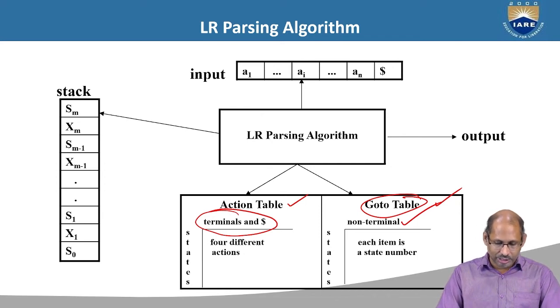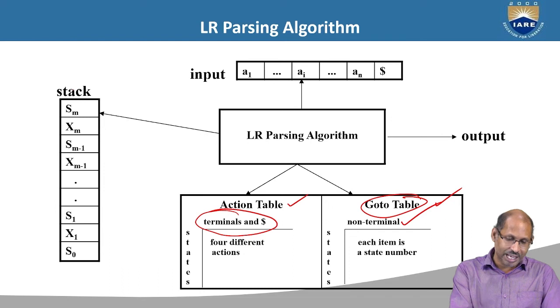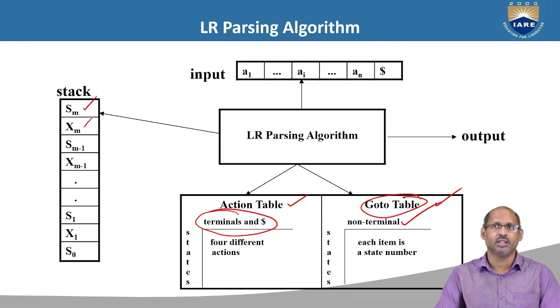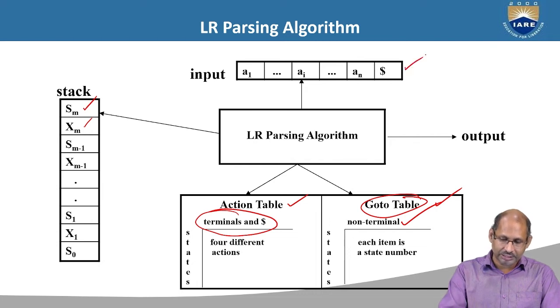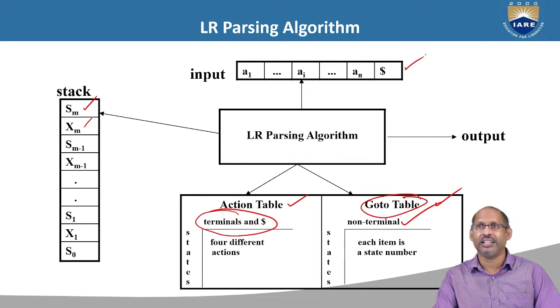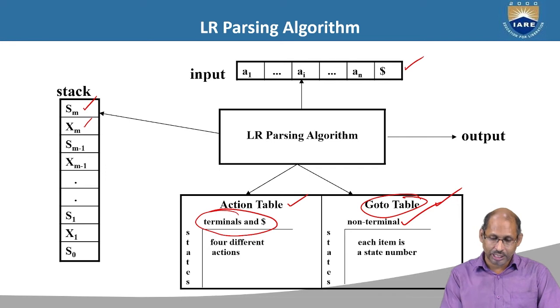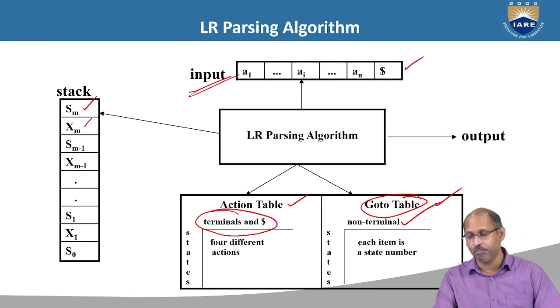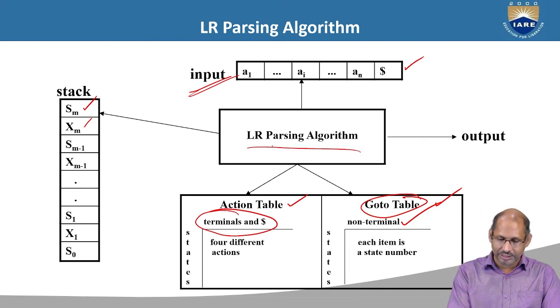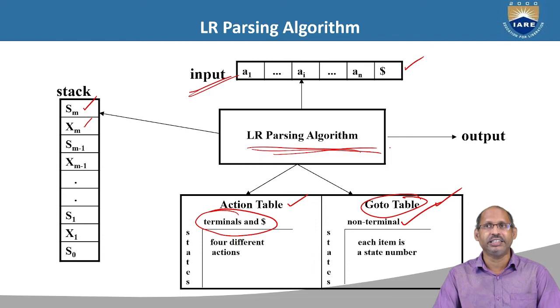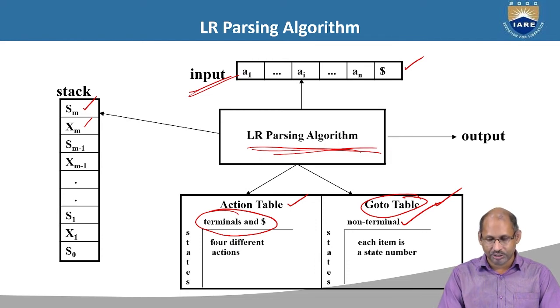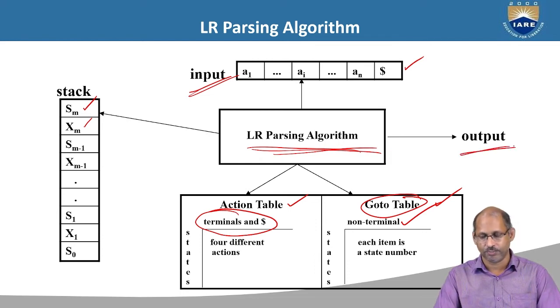Here the stack contains a state followed by symbols. The input buffer will consist of the input string ending with a $ sign. So this is the LR parsing algorithm, and it gives the output.